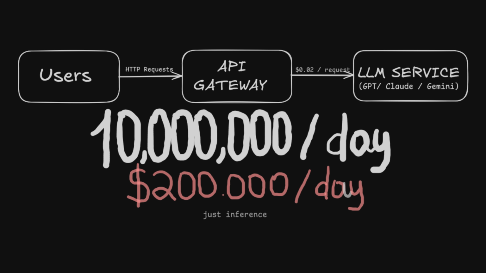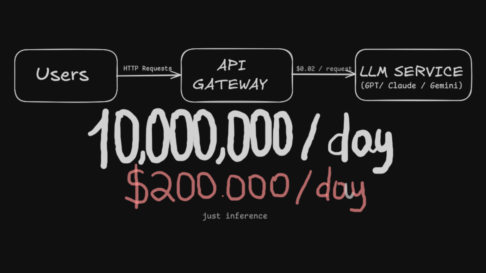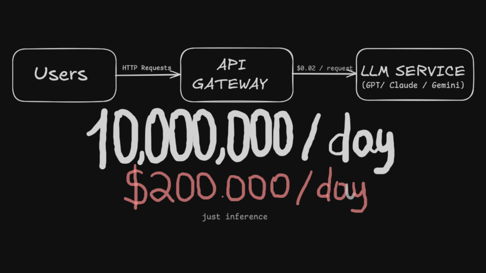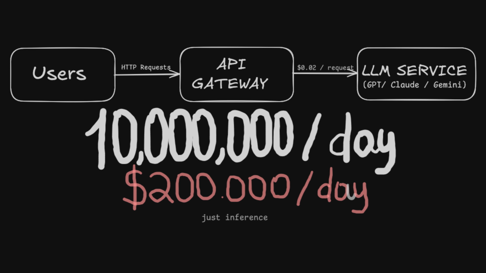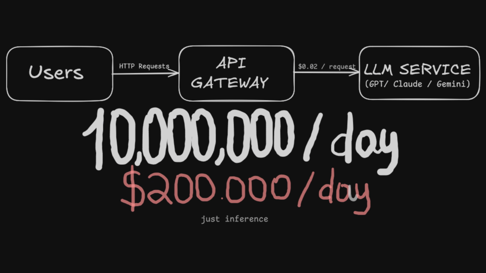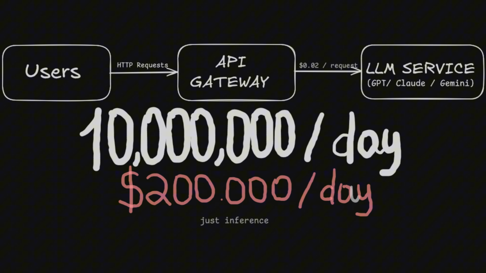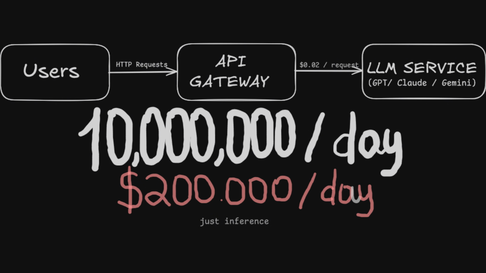Let's start with something that looks simple. You have users. They send requests. Those requests go through an API gateway and end up in a large language model. 10 million requests per day. At 2 cents per request, that's $200,000 a day. Just inference. No training, no fine-tuning.